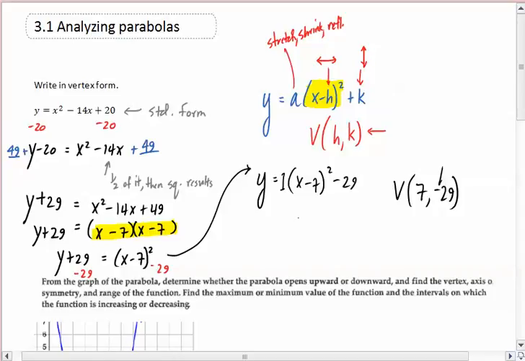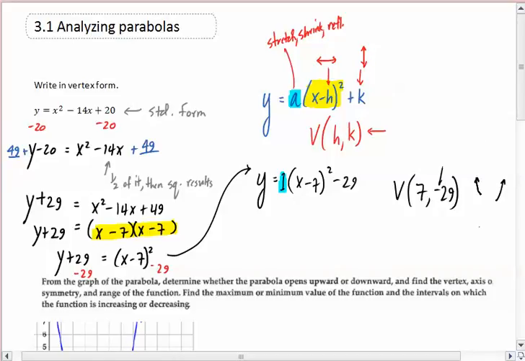So there's my vertex. And of course, this right here tells me about whether it has been reflected vertically or not. And it hasn't, because there is a positive 1 there. In other words, if this is a positive number, whether it's a positive 1, 2, 3, 4, whatever, half, if it's positive, this thing is going to open up. So we know that the end behavior does that.